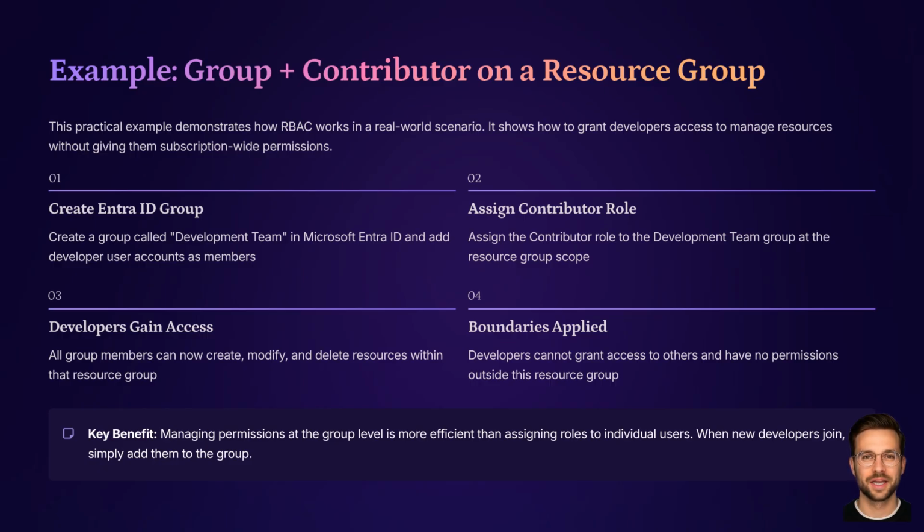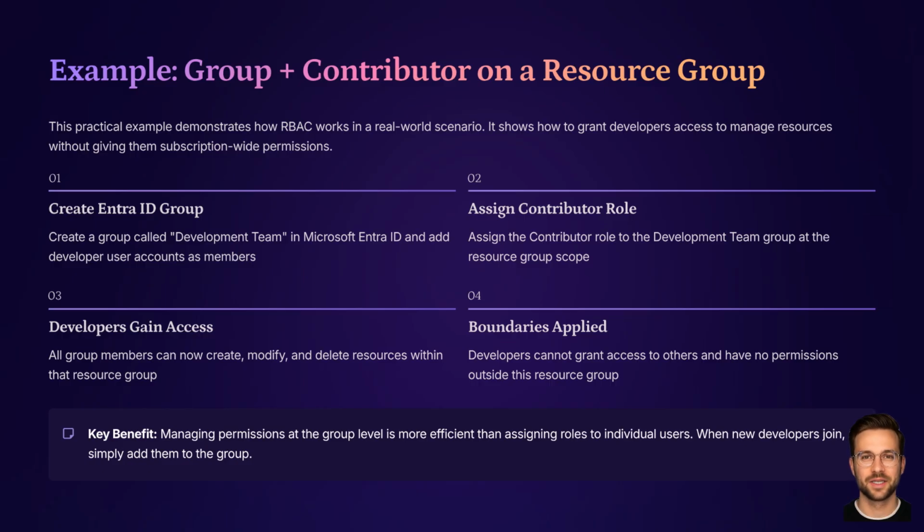None of them can grant access to others, because they are not owners or user access administrators. The access is limited to that resource group and does not affect other resource groups or subscriptions. This is a good example of using Entra ID for identity and groups, and RBAC for authorization and access control.